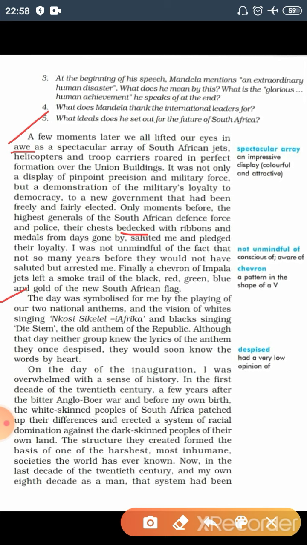Here, students, awe means full of respect and bedecked means decorated with various medals.